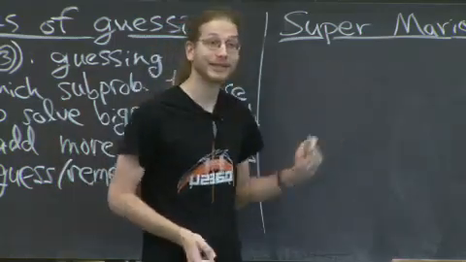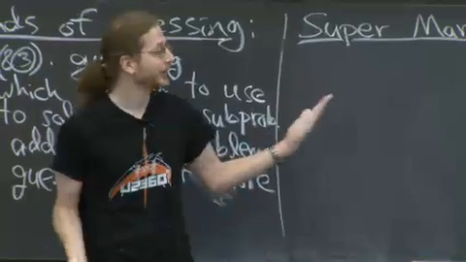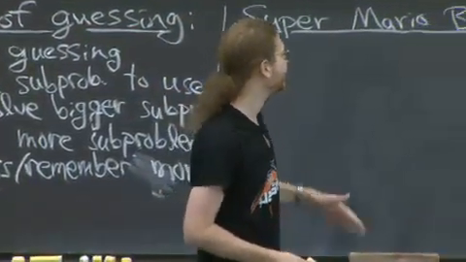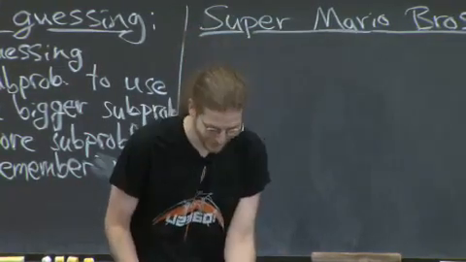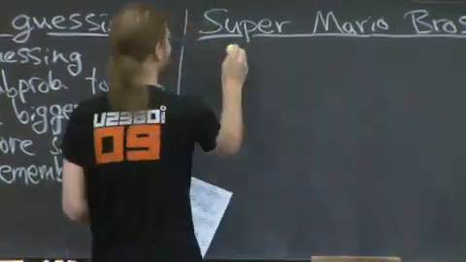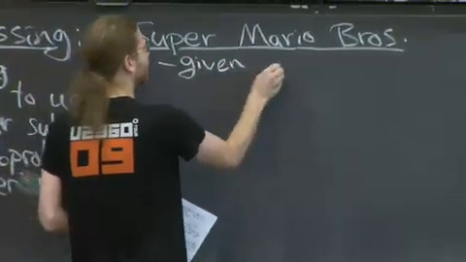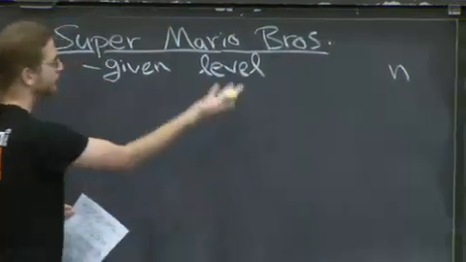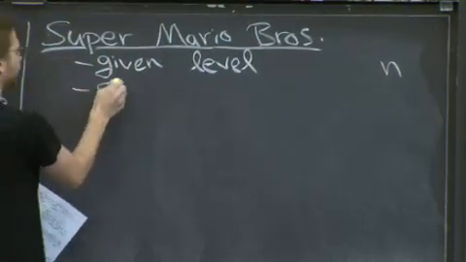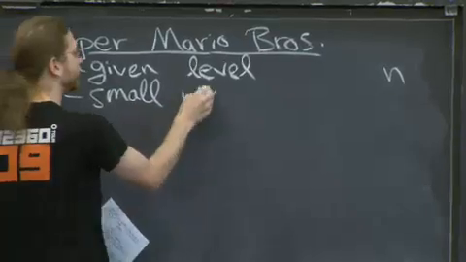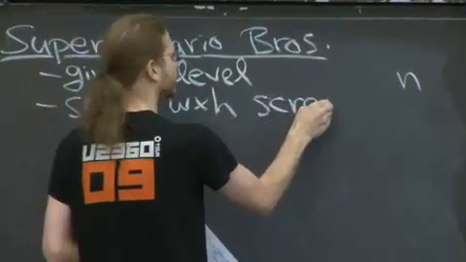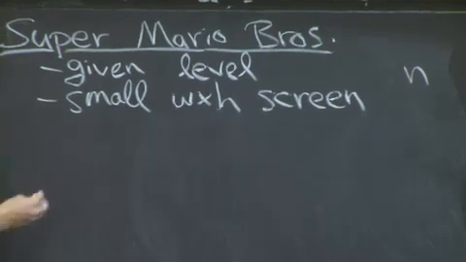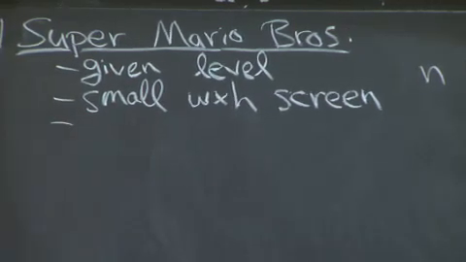Now, as long as your screen is not too big, and thankfully on NES screens are not very big, it's 320p or whatever, this will work. So if you are given the entire level, so let's say there's n bits of information there, and you have a small W by H screen, W and H are not too big, then I claim we can solve Super Mario Brothers by dynamic programming.